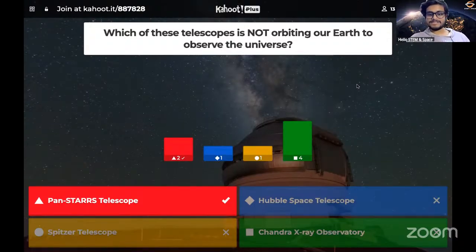So Hubble, Spitzer, and Chandra Observatory are all space telescopes, but the Pan-STARRS telescope is actually on Earth. It is not orbiting the Earth. It is actually in Hawaii. And any of you who will join the IASC campaign, the International Asteroid Search Campaign, this is the telescope located in Hawaii. We will give you the data from this telescope only, from this observatory only. So yes, the correct answer was Pan-STARRS telescope.